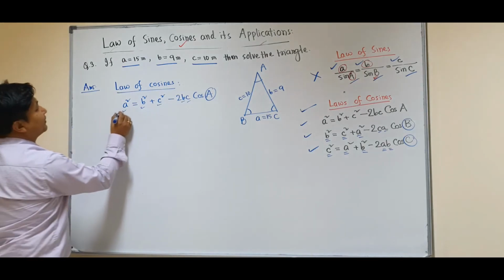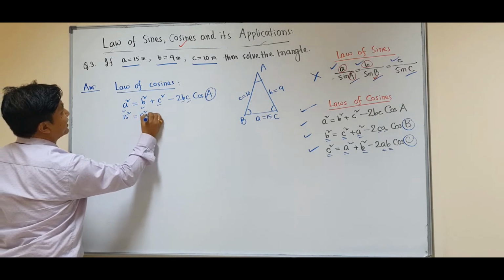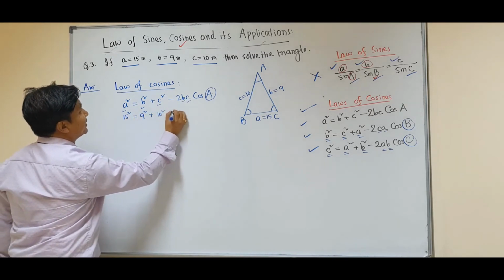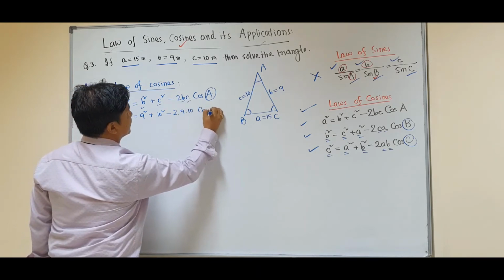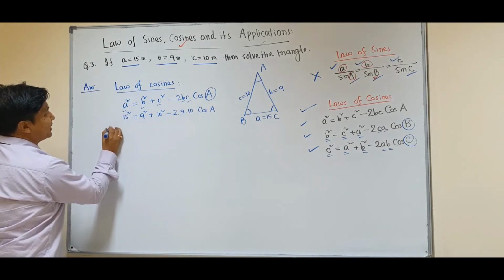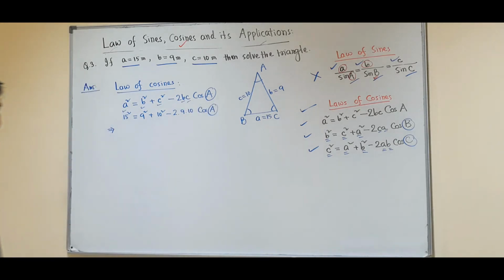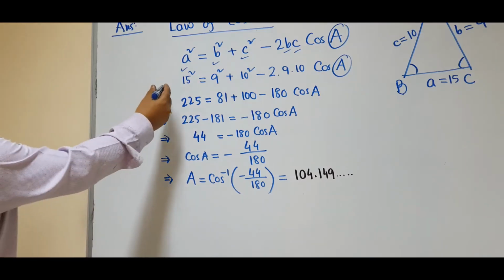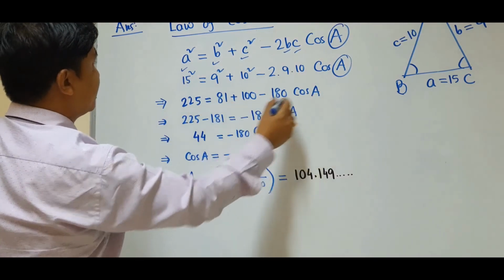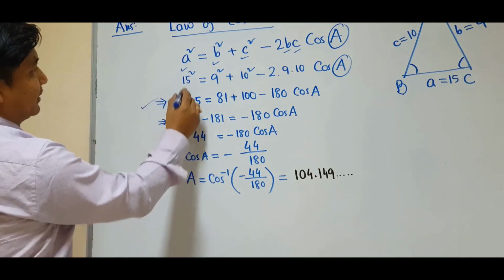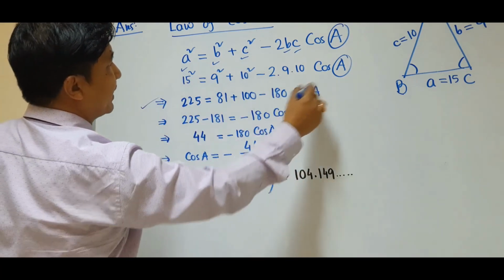So let me write down what is a, that is 15 square, what is b, 9 square, c is 10 square, minus 2bc cos A. From this, we want to find out this angle A. After calculations, we get the values: 15 square is 225, 9 square 81, 10 square 100, and we multiply, we get this.